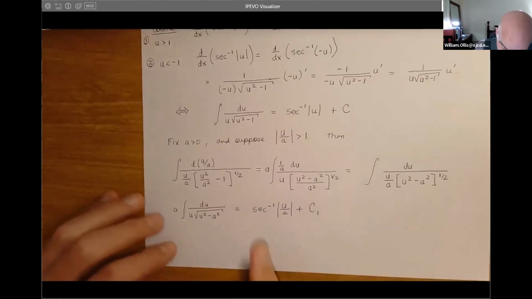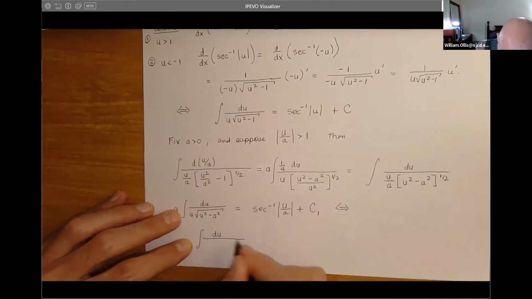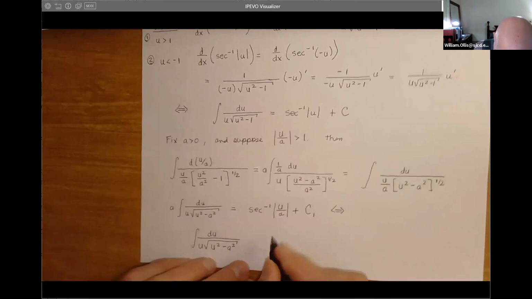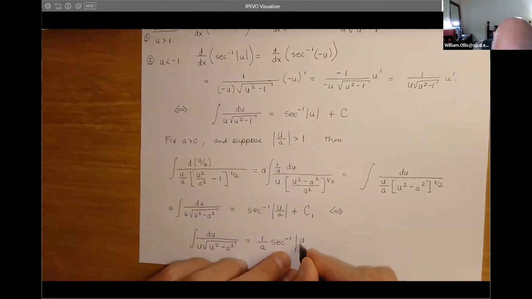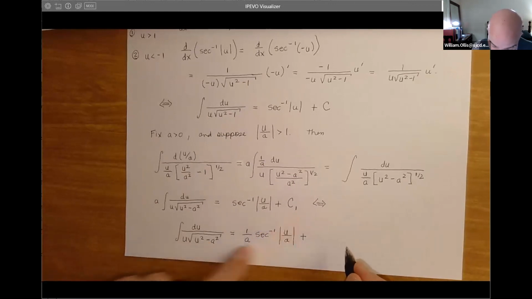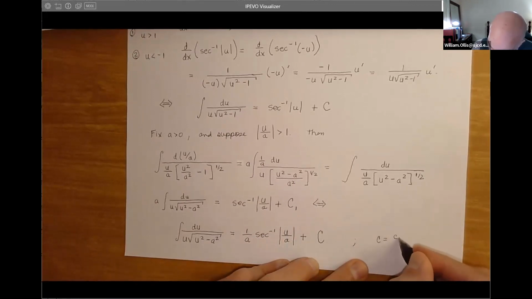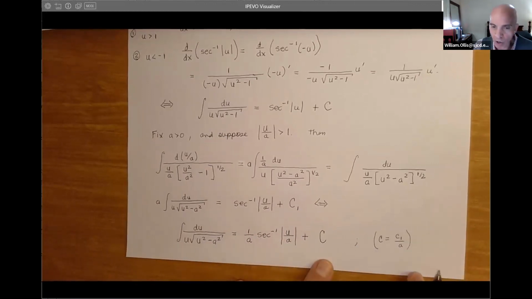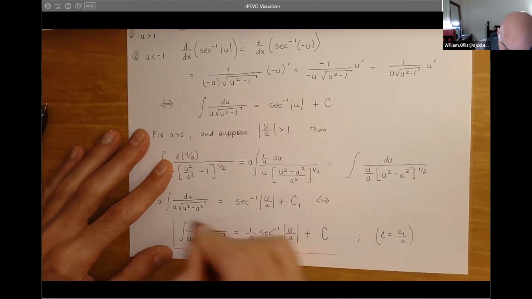And then now we can divide by A. So equivalently, the integral du over u square root of u squared minus A squared will be 1/A inverse secant or arc secant of u/A. And again, you can apply the absolute value to the entire fraction or just remove it from the A, it doesn't matter. Then plus a C. So we're going to call C1 divided by A just plain old C as an arbitrary constant. So we'll just say where C equals C1/A, because we just like to write our arbitrary constants as C. So now we have a more user-friendly formula that would turn up in the integral table.